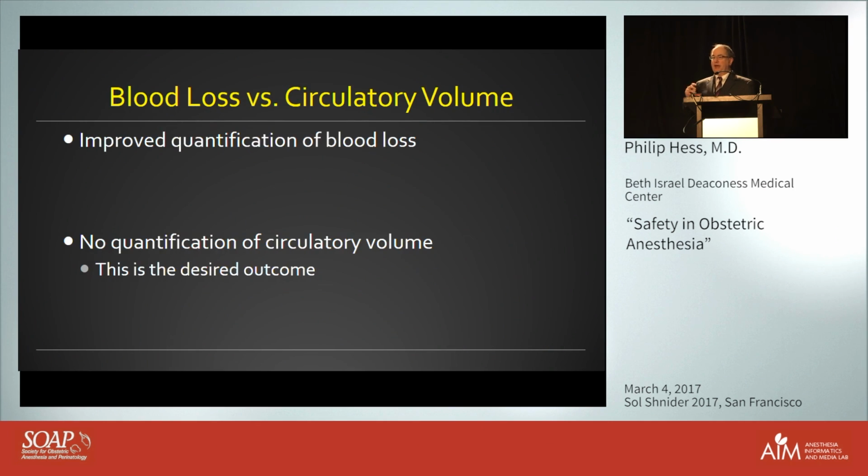And it's true that you have to improve the quantification of blood loss, but the problem here is that's not the end target. What we're looking for is the amount of circulatory volume, right? That's what this patient had, a circulatory volume overload. So we want to identify a way of quantifying circulatory volume, and we don't have that system right now, but that is the desired outcome.